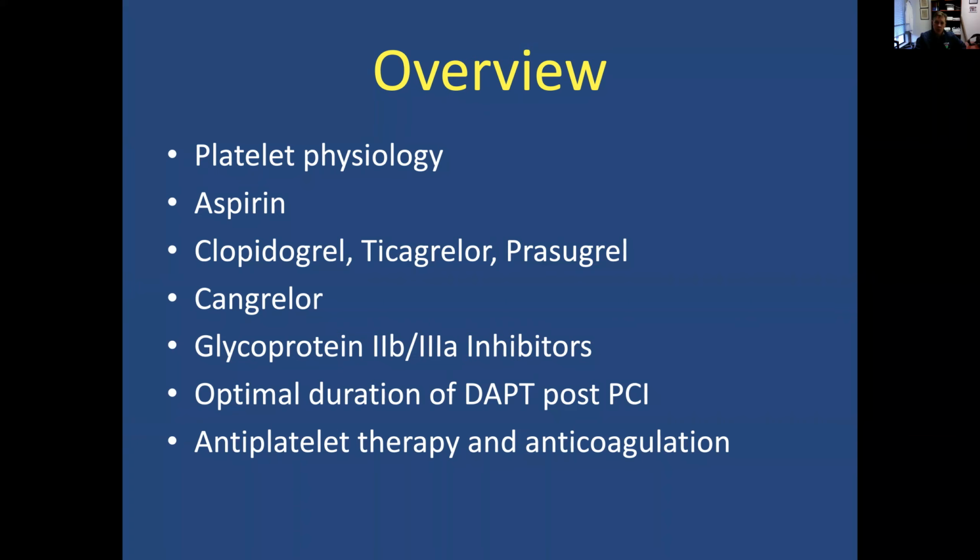We're going to spend some more time on the optimal duration of dual antiplatelet therapy post-PCI. There's a lot of data on this and a lot to discuss here. And then we're also going to talk a little bit about patients who are in need of both antiplatelet therapy as well as anticoagulation.